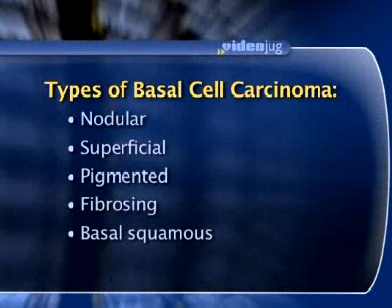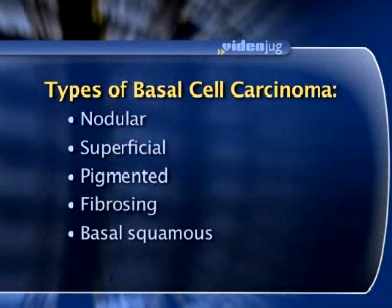And the last subgroup of importance is a basal-squamous cell carcinoma, which is a basal cell carcinoma that has some features under the microscope of a squamous cell carcinoma. These are slightly more aggressive in their growth pattern and tend to be removed with somewhat more of an aggressive nature.